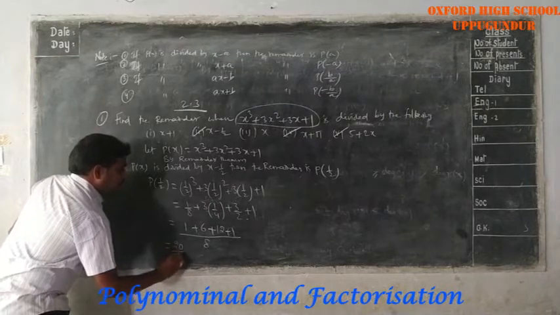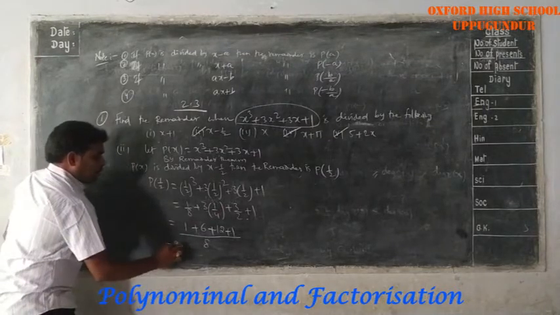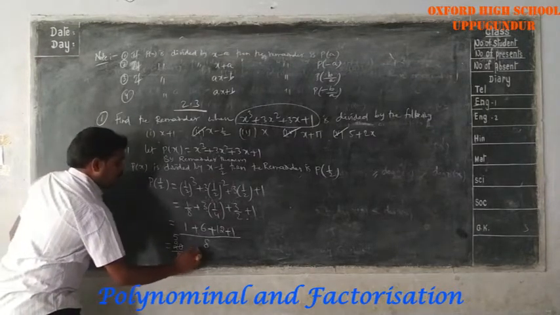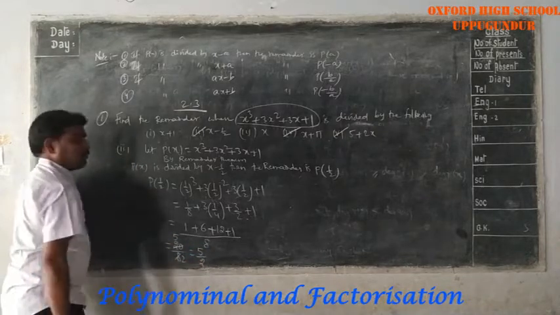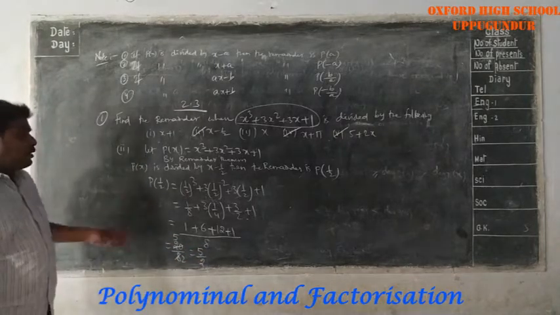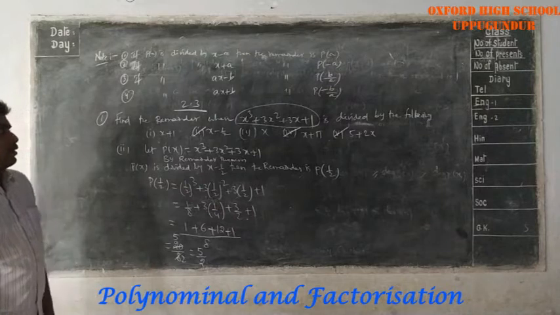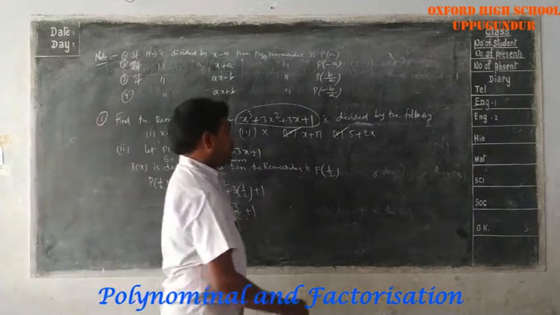So 20 by 8, 4 twos are 8, remainder is 5 by 8. So in this way you can find the remainder. Next, the fourth one also.